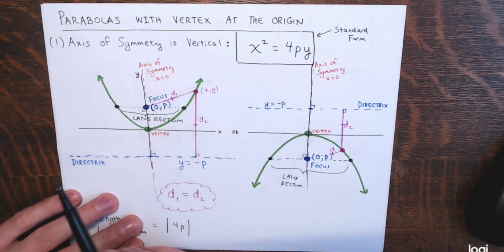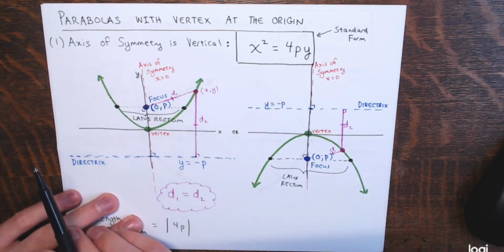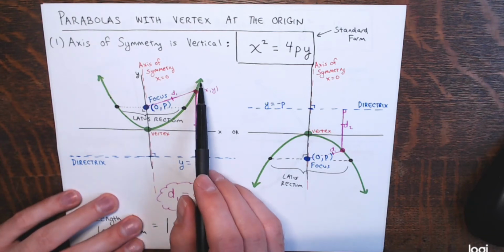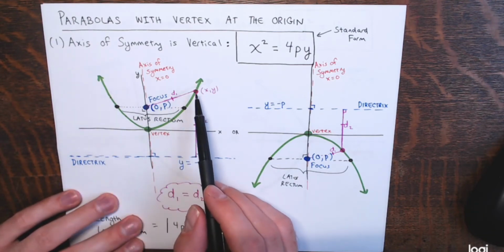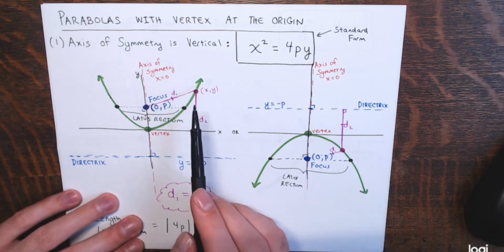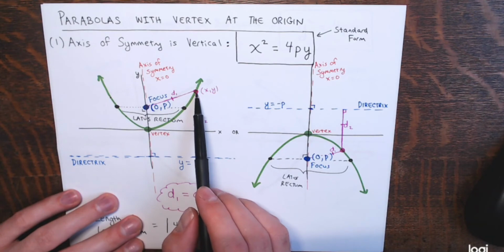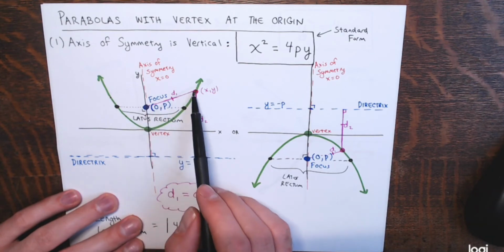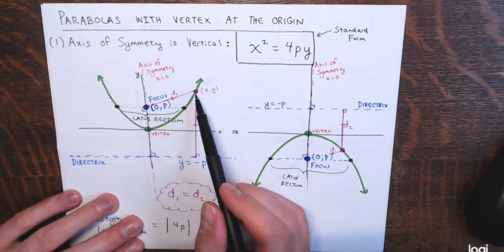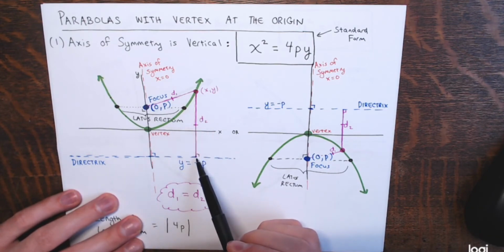Now if p were negative, then the focus would be below the vertex and the directrix would be above, by that p units. And the whole reason we found the focus and directrix was because of the definition of a parabola. A parabola is defined as a collection of points whose distance from the focus and directrix are always equal. So if you take any point on the parabola, take the distance to this focus and the distance to this directrix, going straight to it, parallel to the axis of symmetry, those distances will always be the same.